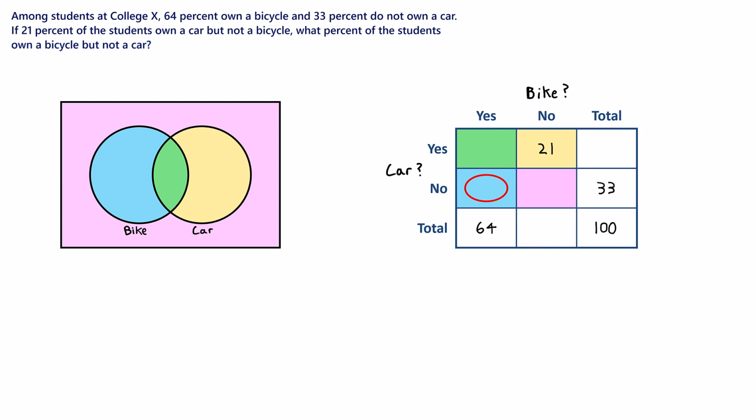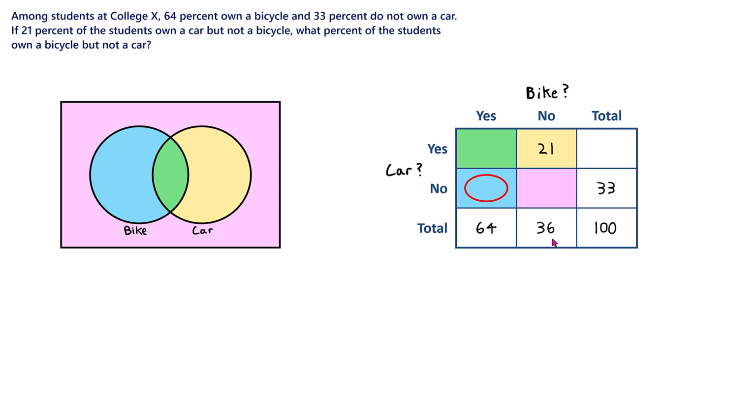The key is to remember that every row and every column adds up to its total. So if you have 2 out of 3 boxes, you can always find the third. Right now we have 2 out of 3 elements in the bottom row, so let's start here. This is saying that 64 plus blank equals 100. That means that blank has to be 100 minus 64, or 36.